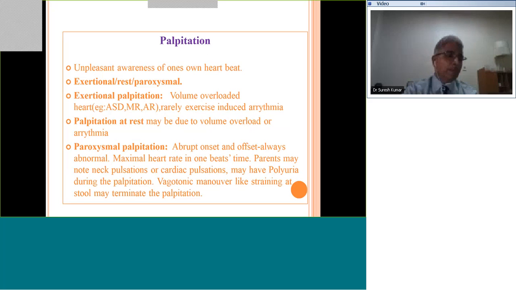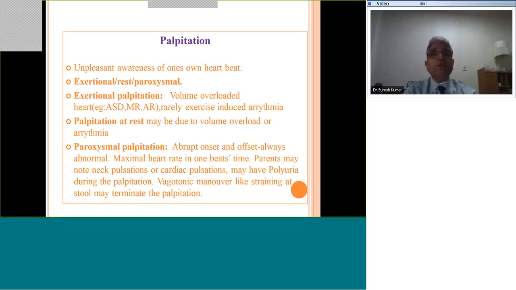Palpitation is a different symptom. It's an unpleasant awareness of one's own heartbeat. Whenever somebody complains of palpitation, you need to make out whether it's an exertional palpitation, a palpitation at rest, or a paroxysmal palpitation. Exertional palpitation is a feature of the volume overloaded heart. The atrial septal defect, mitral regurgitation, aortic regurgitation, all these in the older child or adult could present with palpitation on exercise. As the heart is enlarged and volume loaded, with exertion, it beats faster, its force of contraction is more, and the patient recognizes this.